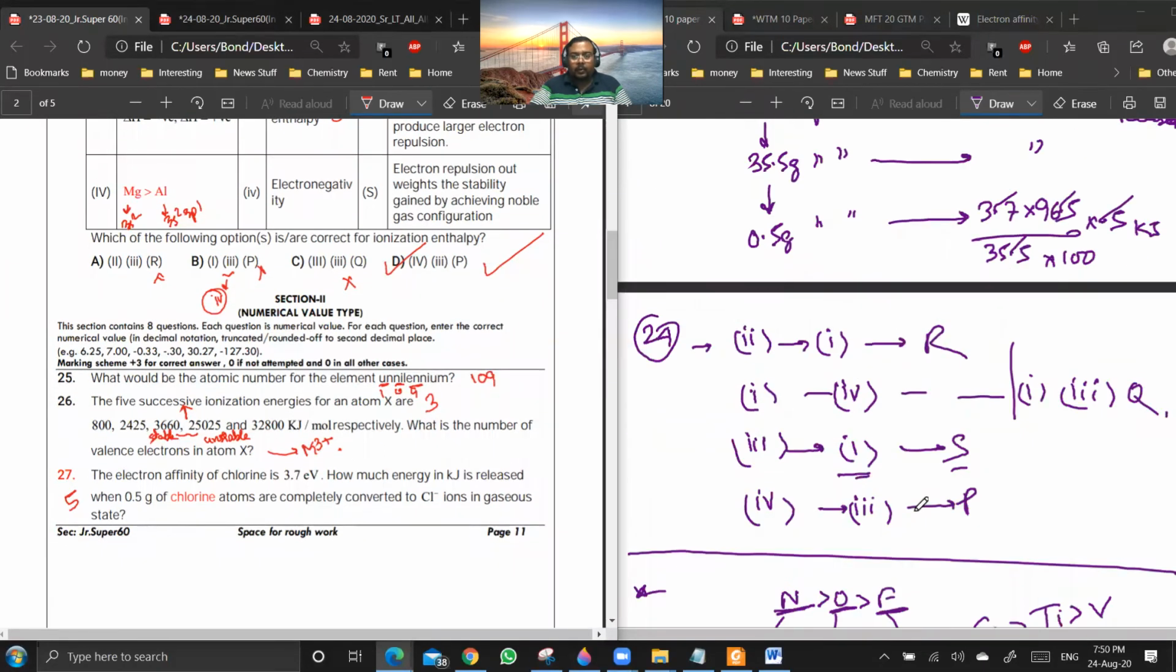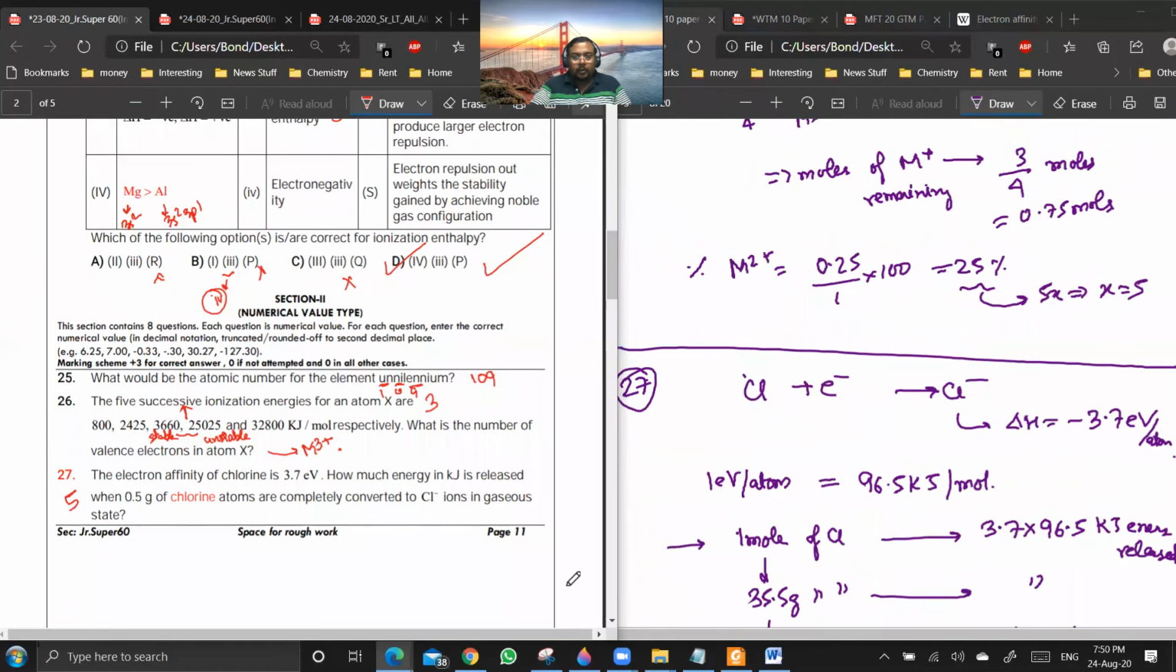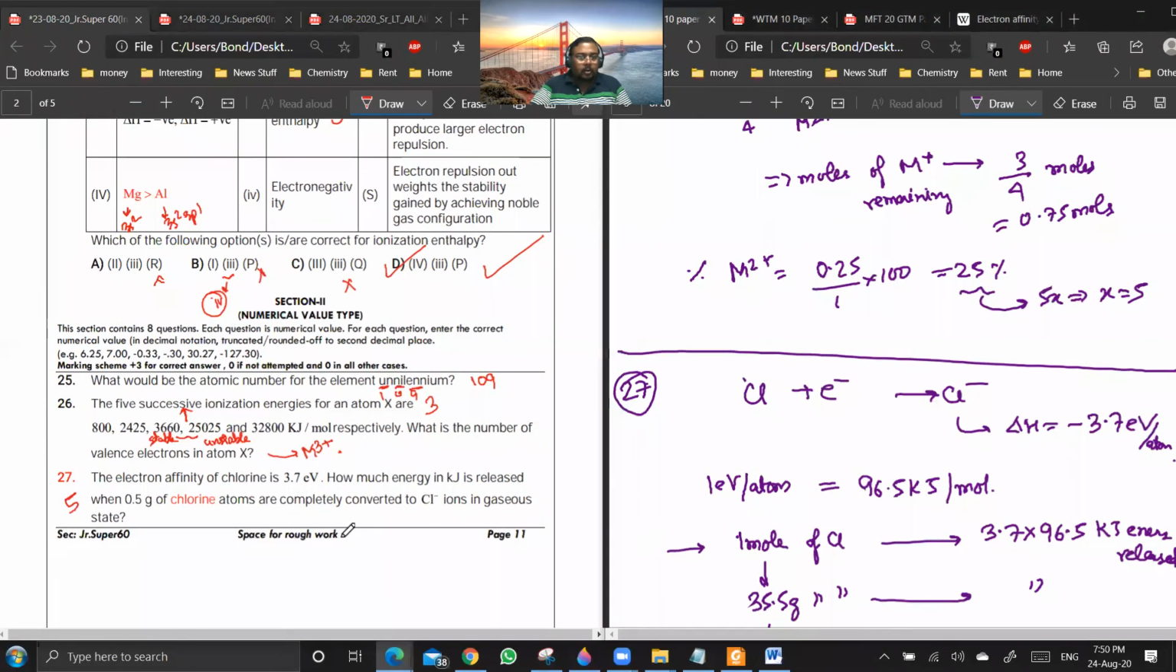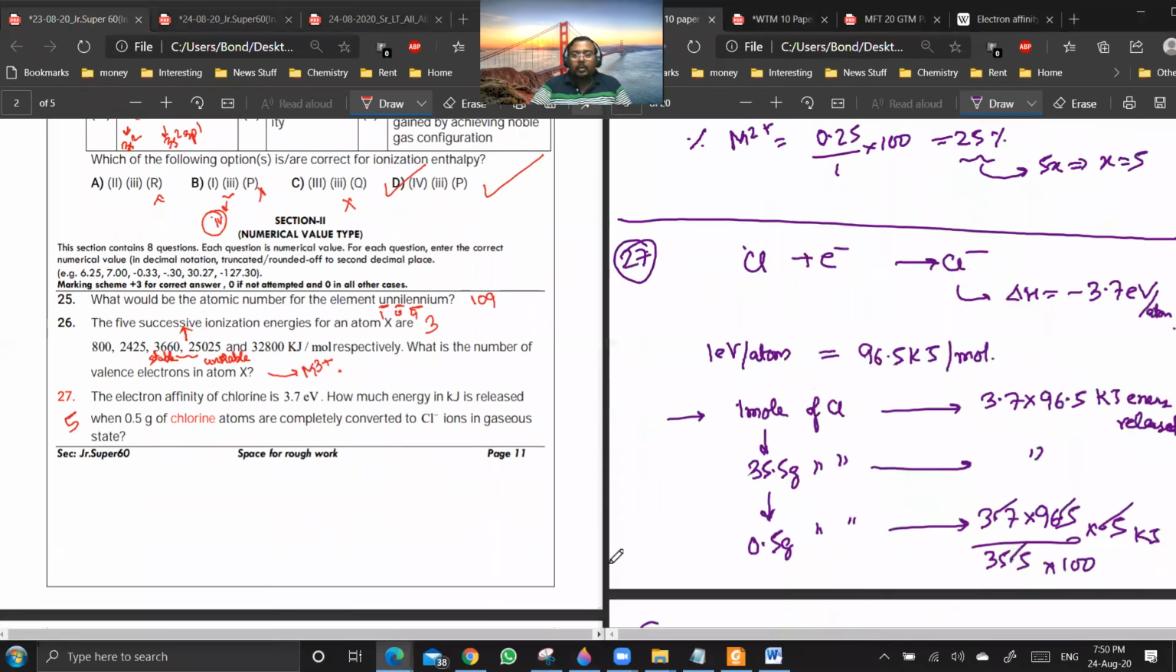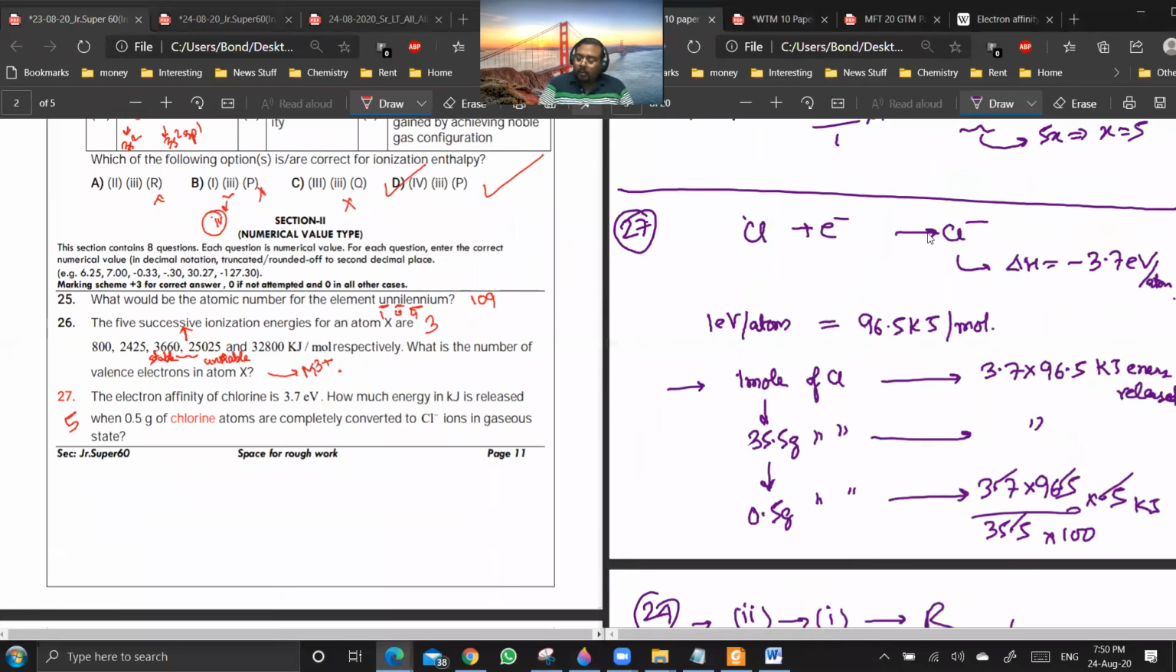25 to 27. No, sir. No doubts. That's very good. 27. Yeah, sir, 27. Yeah, that was what I was thinking. Okay. And you see the reaction is chlorine plus electron giving Cl minus. So this delta H is minus 3.7 electron volts per atom. Now this thing I have given in Bohr's theory also. That 1 electron volt per atom is equivalent to 96.5 kilojoule per mole. You can also derive it, but I have given it as a result. Do you remember? Yes or no?